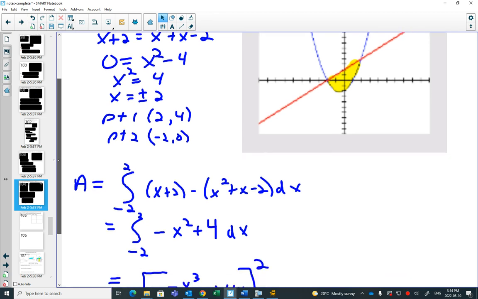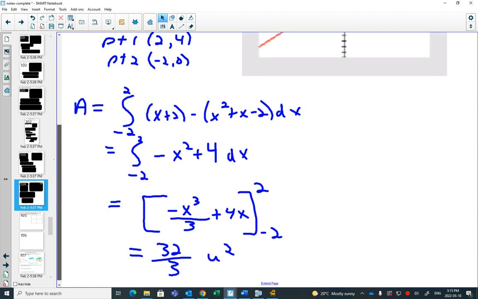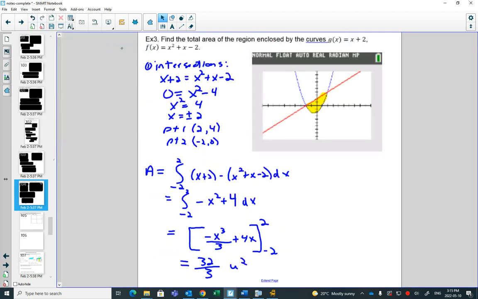See, when I did my integral, I forgot to actually do it. 32/3. Here, I'll go view, zoom, entire page. The square bracket, I forgot actually doing the integral.